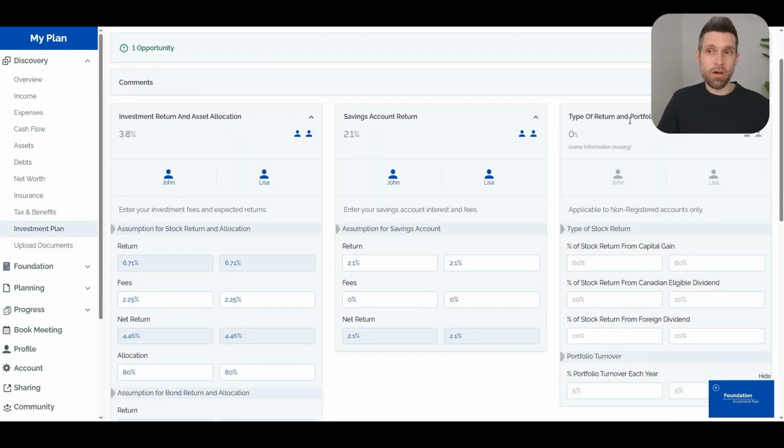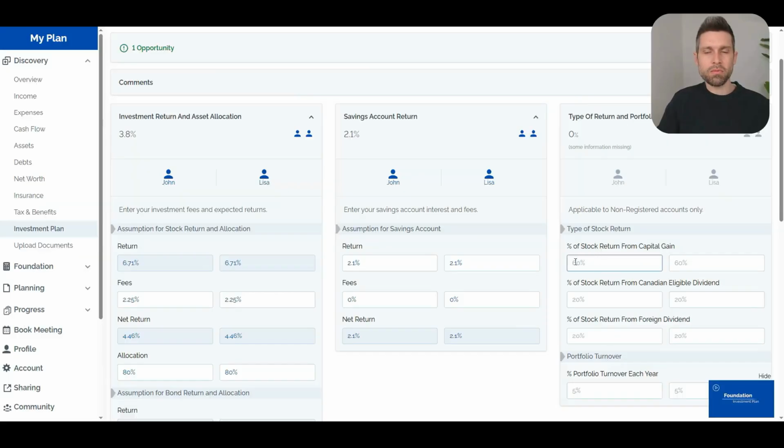Now this type of return column, this type of return and portfolio turnover, it applies specifically to non-registered investments and to the equity allocation. The reason why this is important is because the type of return matters from a tax perspective. So out of this 4.46% return, the type of return is allocating that between capital gains, eligible dividends, and foreign dividends.